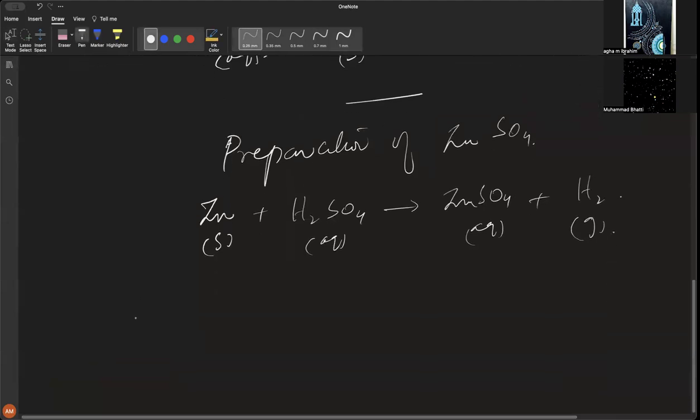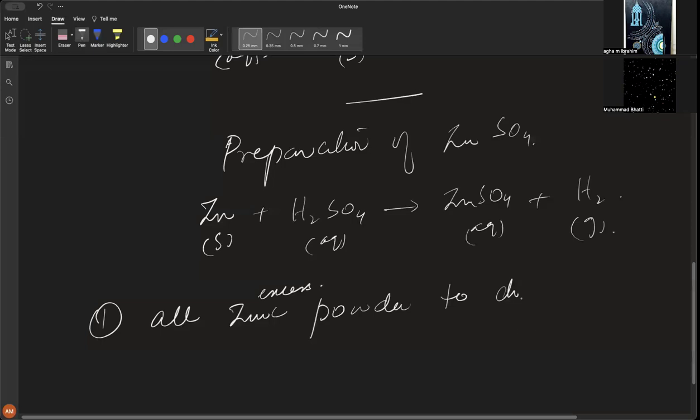So what are we going to do? Number one, add zinc powder in excess to dilute sulfuric acid.